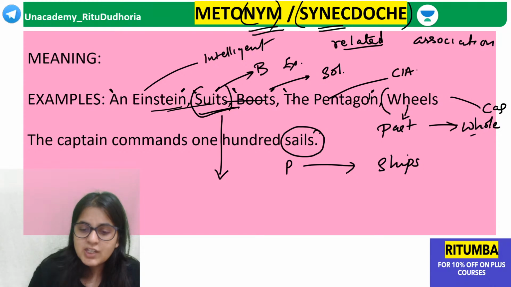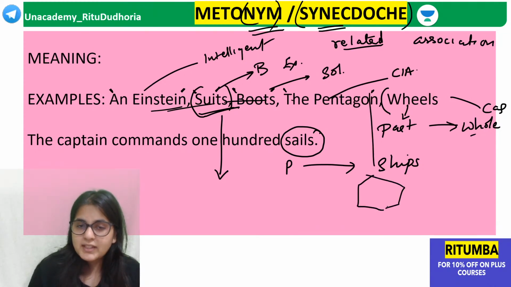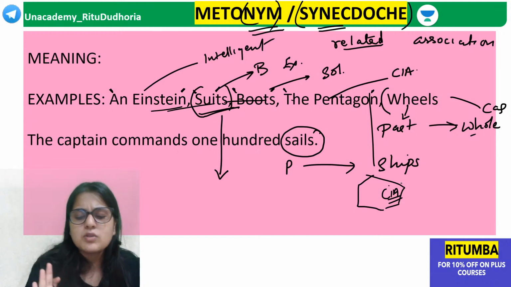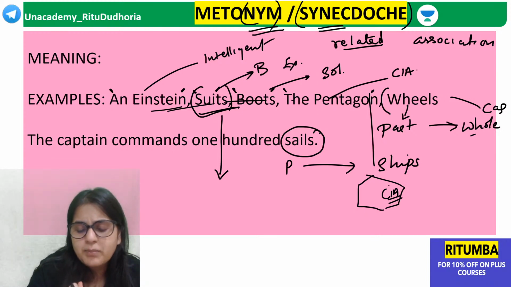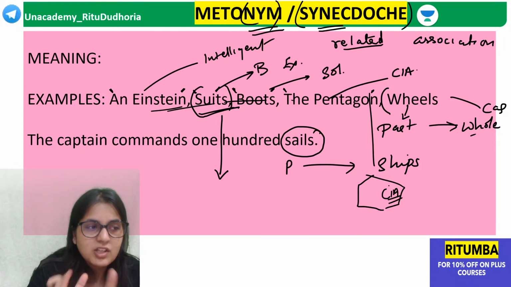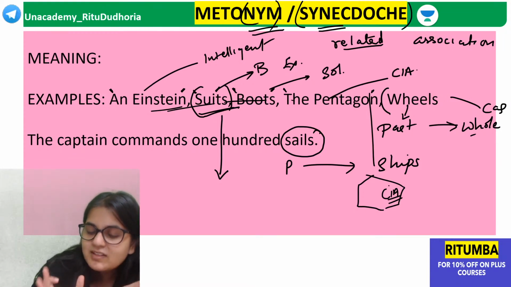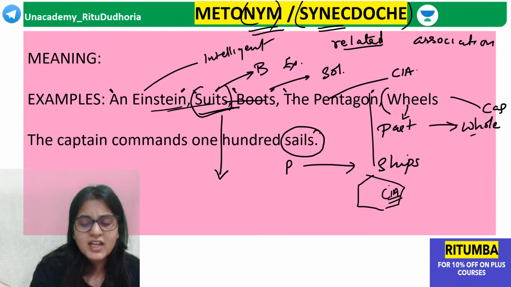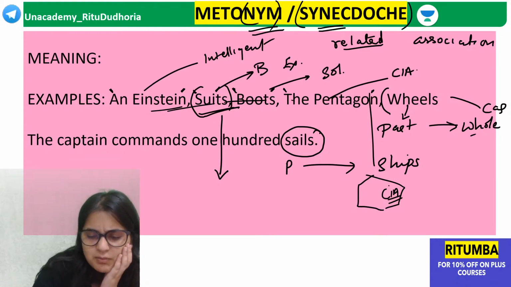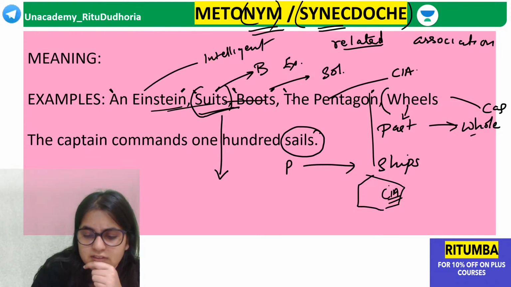What is a Pentagon, guys? Any shape which has 5 sides is called a pentagon. But when I say Pentagon, it's the name of the building of the Central Intelligence Agency. I'll give you an example closer to home. When I say 10 Janpath, what does 10 Janpath mean? For example, 10 Janpath has decided this. So when I say 10 Janpath, what is 10 Janpath, guys? Can someone tell me?